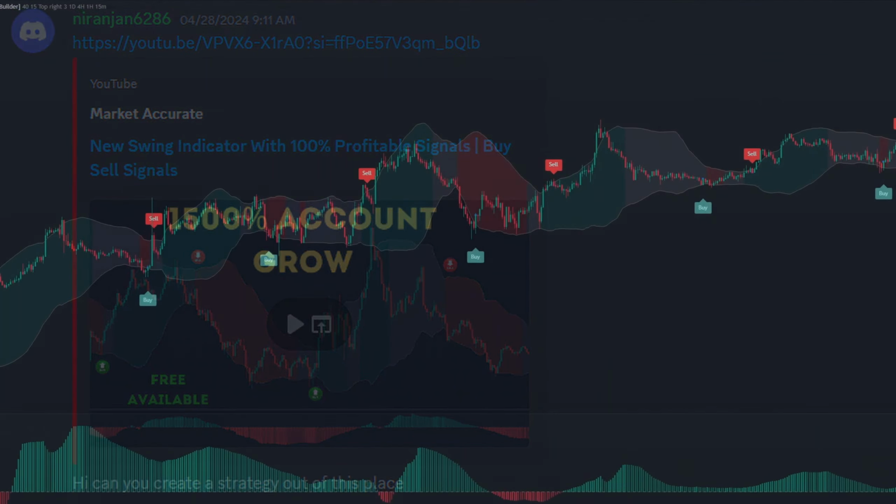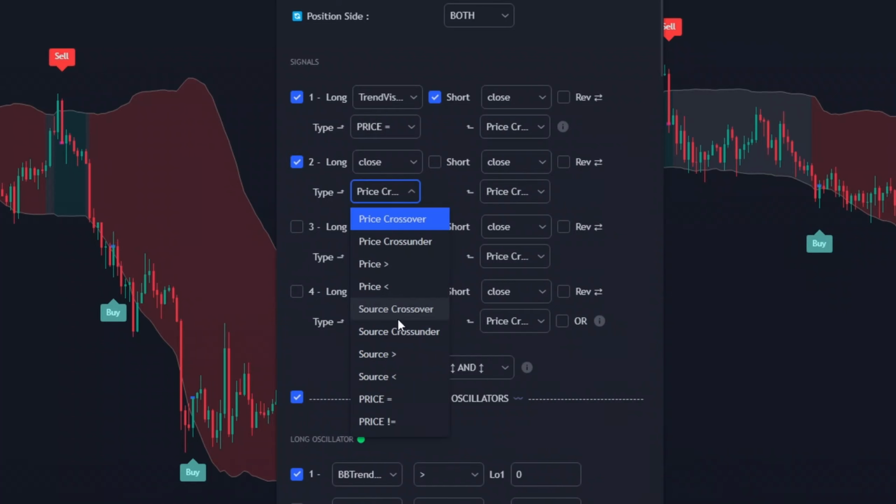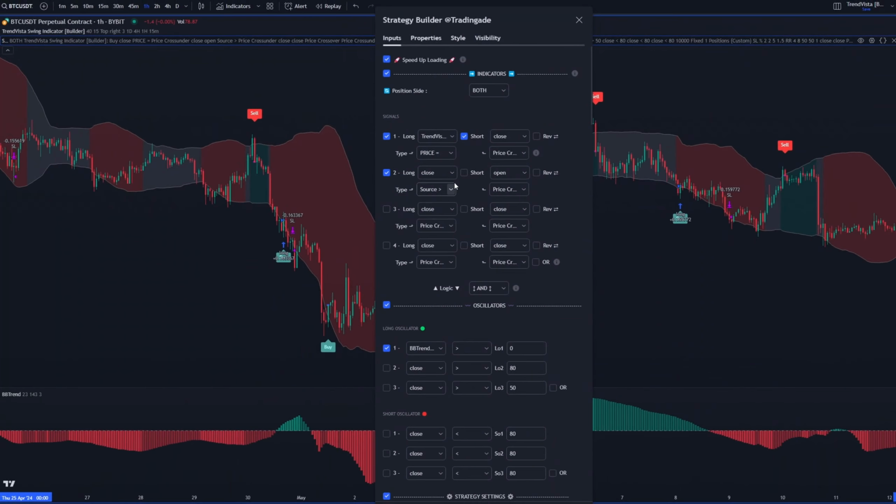And then the third and last rule is that we have a green candle. So a green candle basically is a candle that has the close greater than the open. So we turn on another long signal, we want the close to be greater than the open. And that's fine, we have just finished configuring the long entry signals.